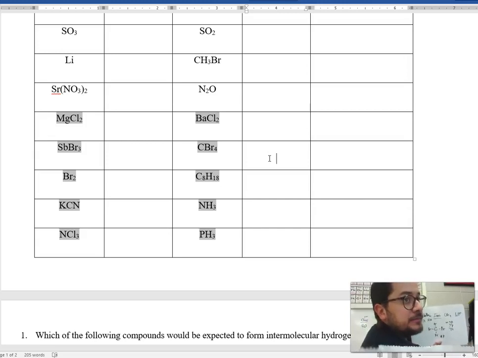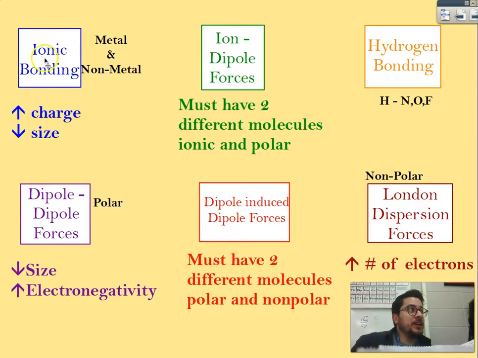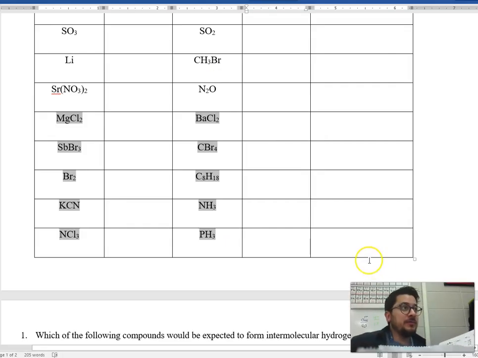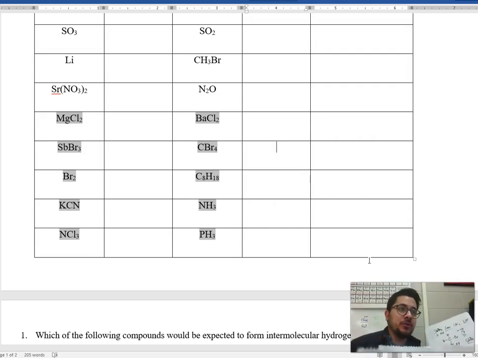LDF. And now I have to pick which one is stronger, ionic or London dispersion. So if I go back to the list, ionic is up here, London dispersion is down here. Ionic is going to be stronger of the two. So then I will say SbBr3 is the stronger intermolecular force. Okay, and that's what you should write down on your paper.